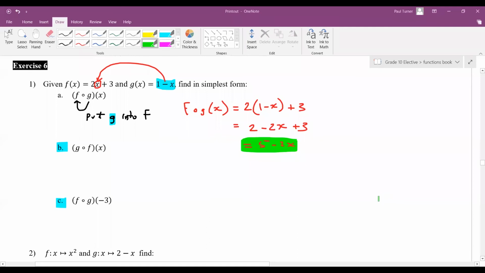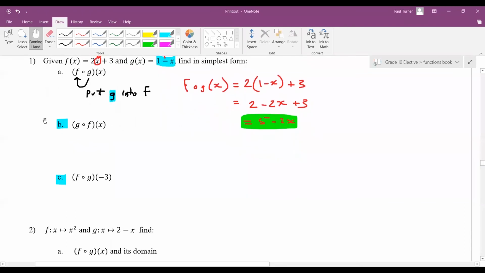Right there. Okay, so you do B and C. If you've got a bit of time, you can try the other ones. So B, you put F into G. Okay, do the opposite to this. And this one's easy to do because we know F, G already.